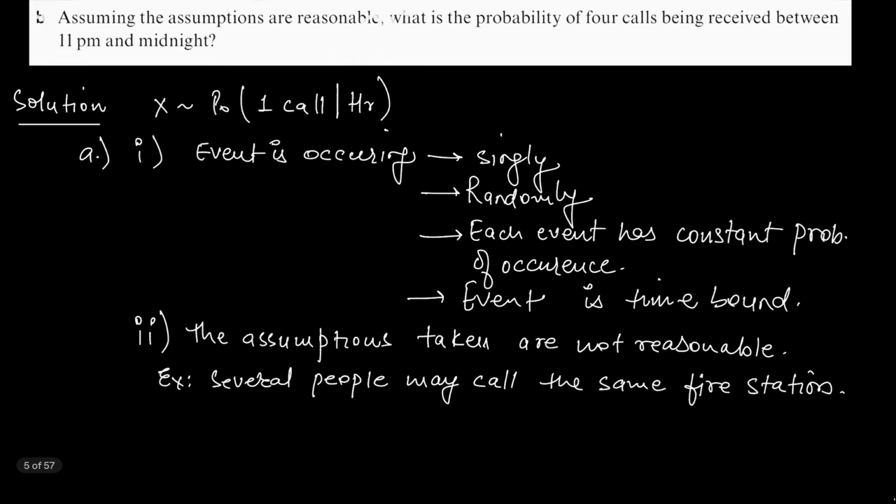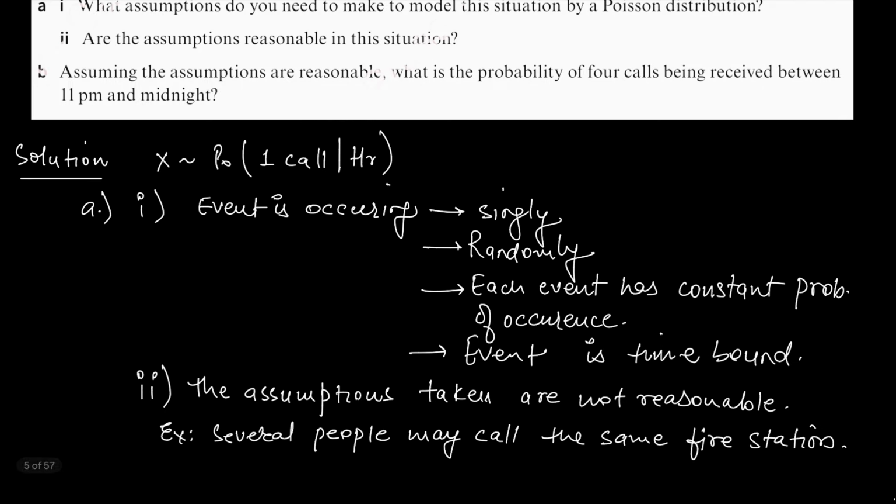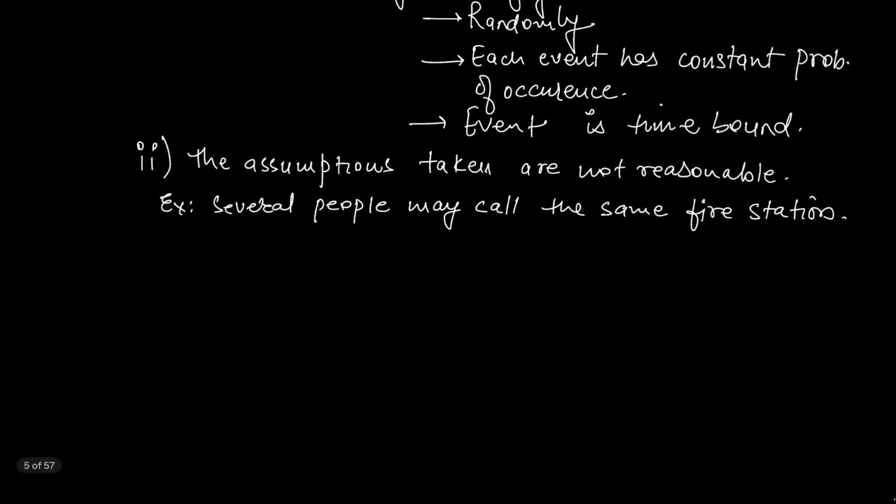distribution, right? And now the next part is saying that assuming the assumptions are reasonable, that is the given situation is modeled by Poisson distribution, what is the probability of 4 calls being received between 11 p.m. and midnight? Midnight means 12 in the night, right? So 11 p.m. to midnight means 1 hour, and the number of calls to be received is 4. So we need to solve for probability of x equals 4, and x is following Poisson distribution with mean as 1 call per minute.